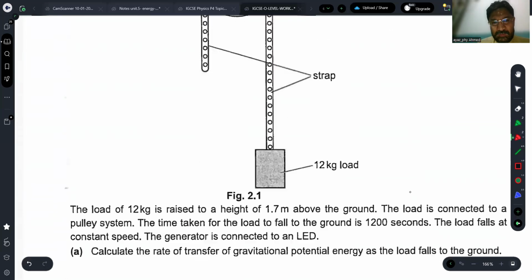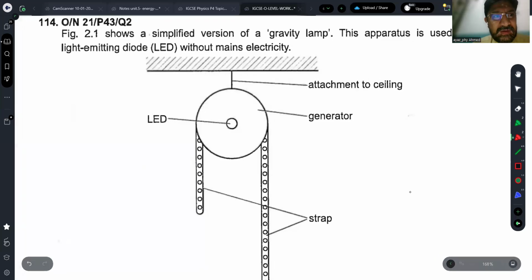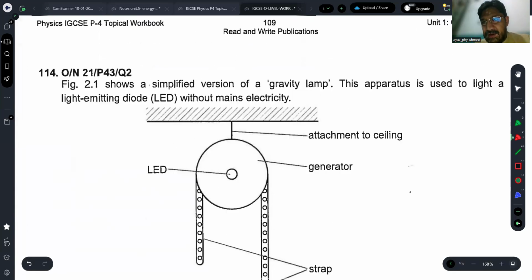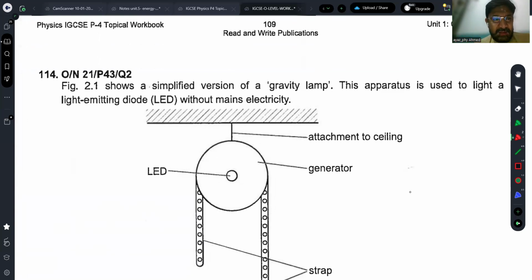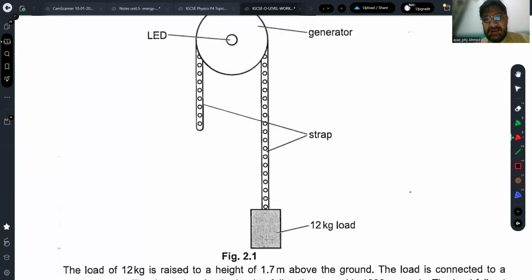And here we go. This is a question related to your mechanical energy. That is figure 2.1. That question is from October 2021, question number 2, and question number 114 of your worksheet. Figure 2.1 shows a simplified version of the gravity lamp. This apparatus is used to light a light emitting diode, LED, without mains electricity. So there is a generator, there is a light, and there is a strap, and there is definitely some sort of load attached.